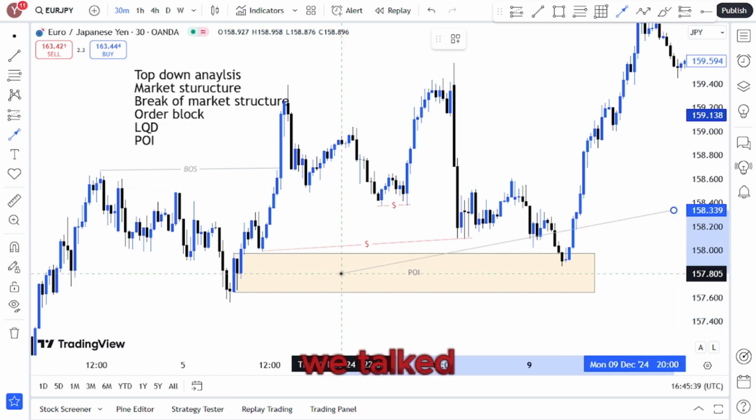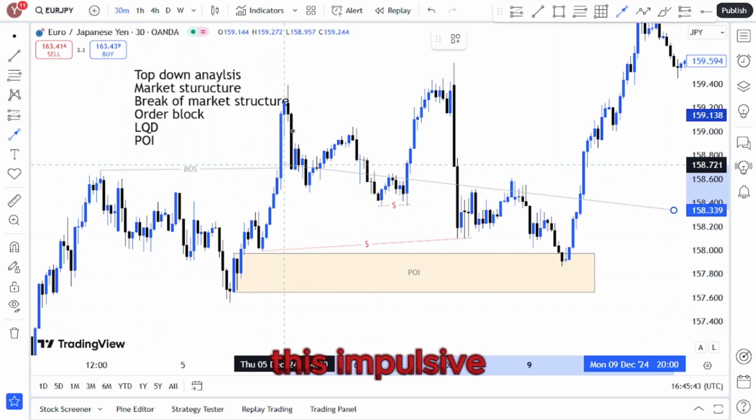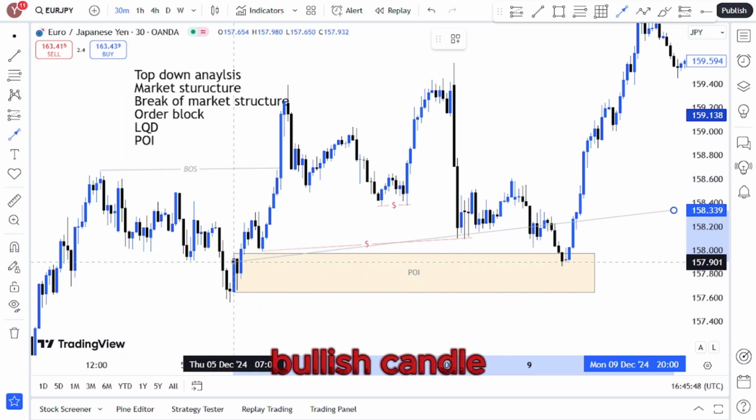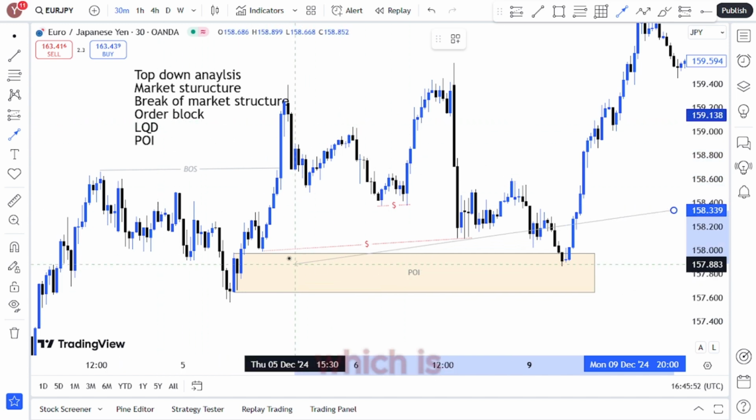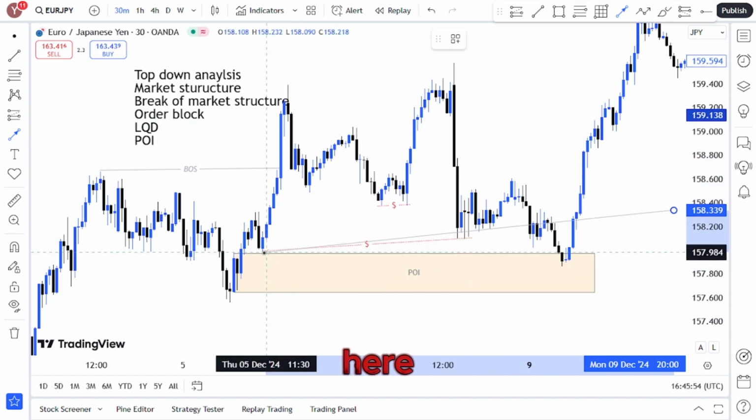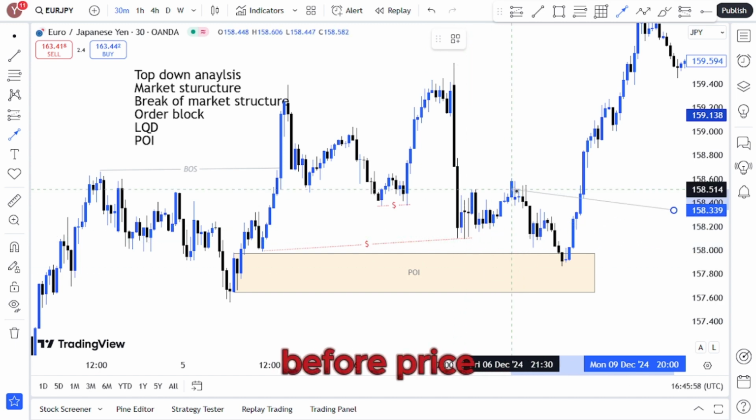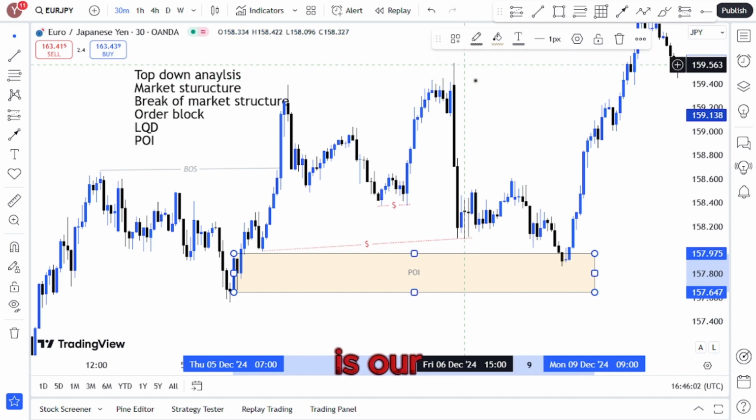The first thing we talked about was your break of market structure, which is here, this impulsive move that breaks structure. We talked about your order block, which is the last bullish candle here that pushed price to the upside. We talked about your liquidity, which is this red line right here. Everything above this red line is your liquidity, which the market has to take out before price starts moving to the upside. After then, we have our POI, which is our point of interest.